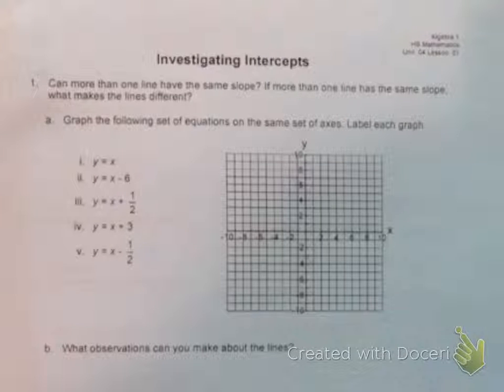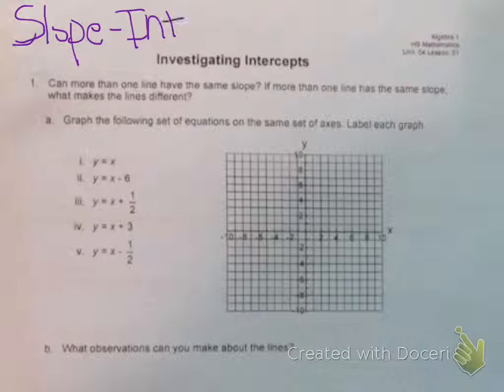We've been talking about investigating slopes of linear equations. Today we're going to talk about intercepts of linear equations. So let's start. We've already talked about a few things involving linear equations. We know the slope-intercept form, write this with me. Slope-intercept form looks like this: y equals mx plus b.